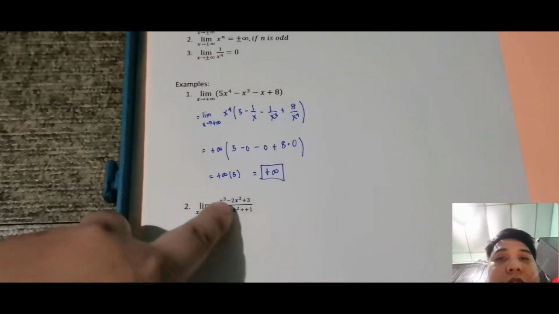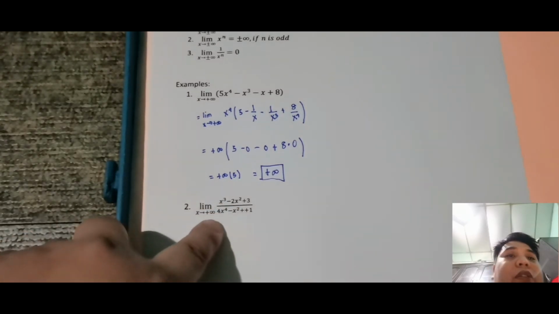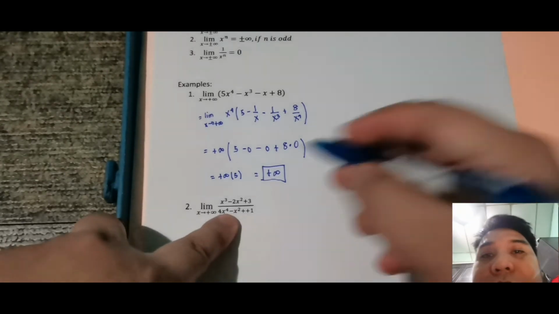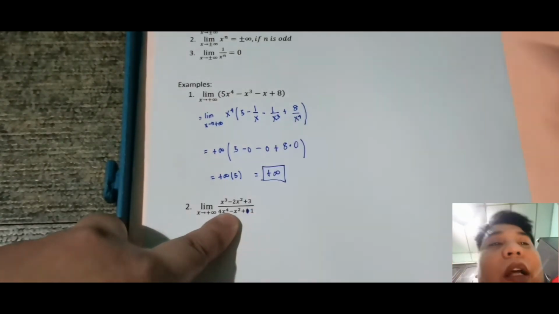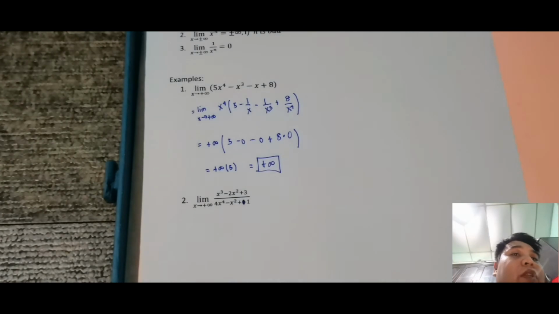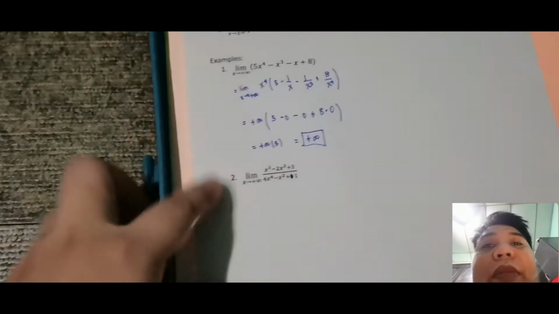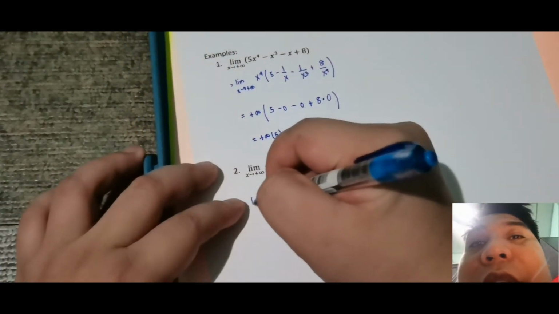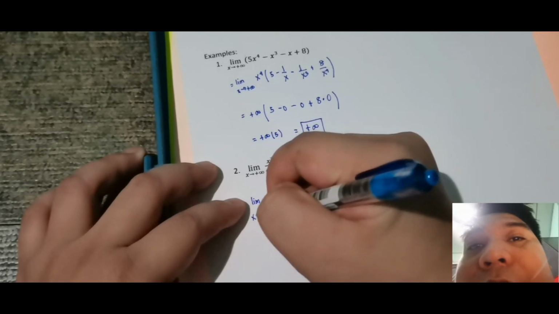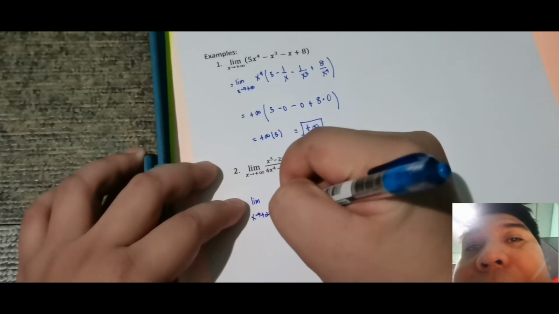Kunyari dito, x cubed, x squared, then 3. 4x to the 4th, x squared, then 1 lang yan, sorry. Okay, so ang pinakamataas is x to the 4th. So meaning, i-divide ko term by term lang x to the 4th. So ulitin ko lang limit as x approaches positive infinity.